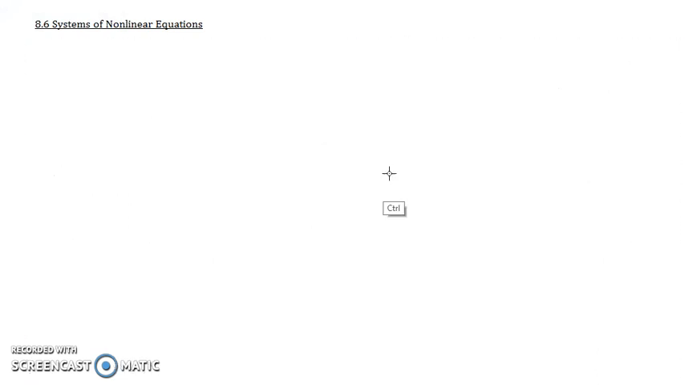So this one we did substitution. Let's do one with elimination. Let's do x squared plus y squared equals 16, and x squared minus 2y equals 8. Okay, so definitely another system of nonlinear. We see those x squareds and y squareds.